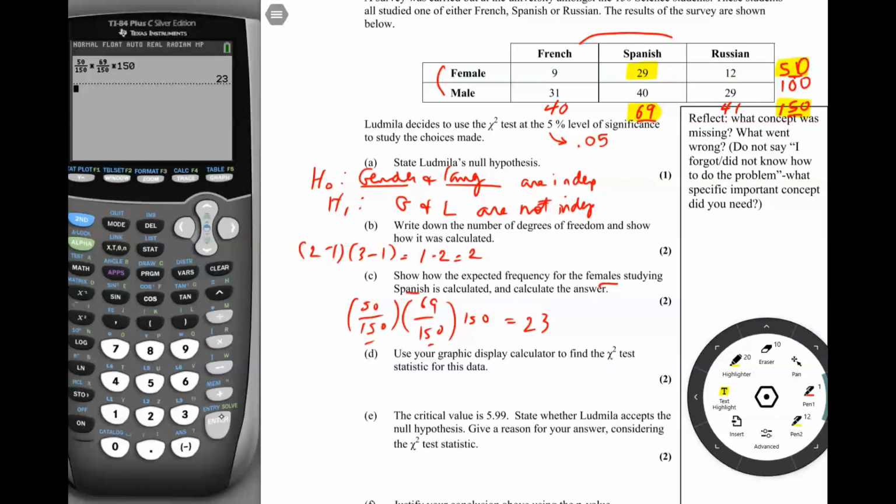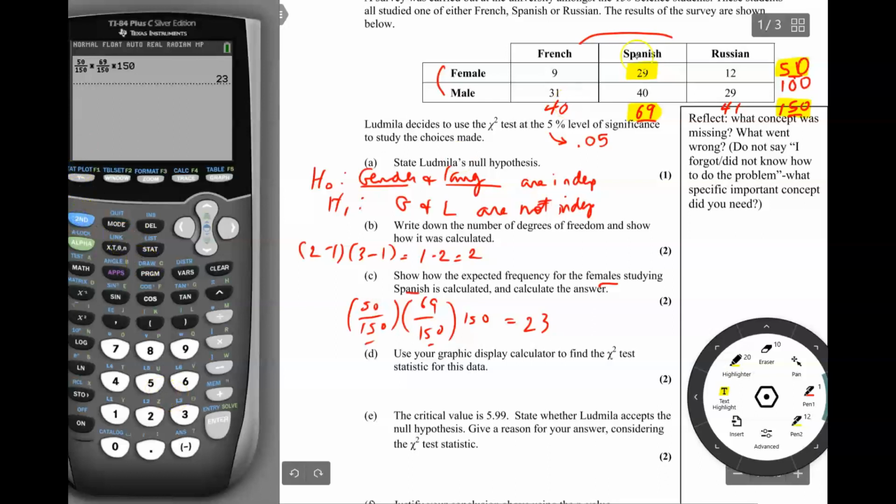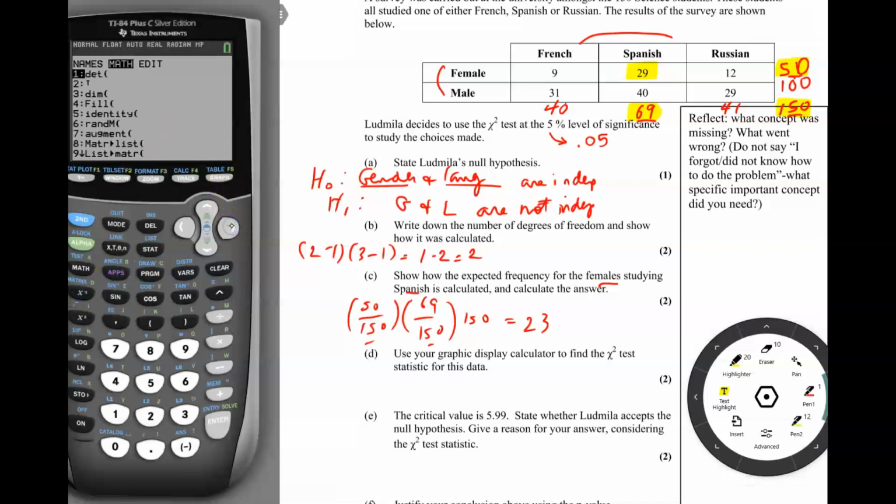Use your graphical display calculator to find the chi-squared test statistic for this data. What we're going to do for this is use second matrix, because we're putting in a table. The only way we can put in a table is with second matrix. We're going to go to Edit, and we're going to put this data in the A matrix. So we'll click on A, and this is a 2 by 3 matrix, so we're going to put 2, 3, and it'll automatically make a 2 by 3 matrix full of zeros. And then we're just going to put in the numbers here.